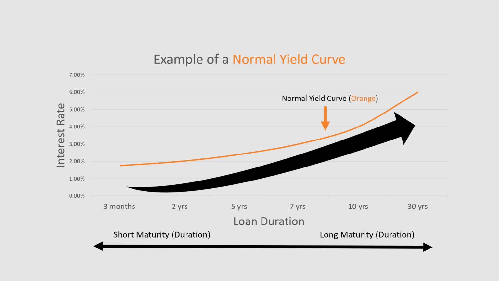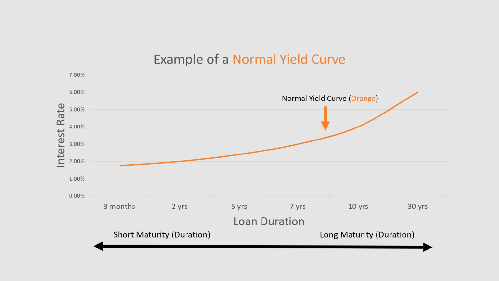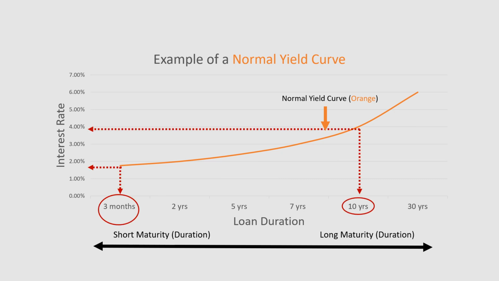Throughout this video, I'll focus on the 10-year interest rate minus the 3-month interest rate, since these are the interest rates used by government officials to determine if the yield curve is normal or inverted. When the 10-year minus the 3-month is positive, as shown here, there's a normal yield curve in the markets, since 4% minus 1.8% is positive 2.2%. The long-term interest rate essentially is greater than the short-term interest rate.